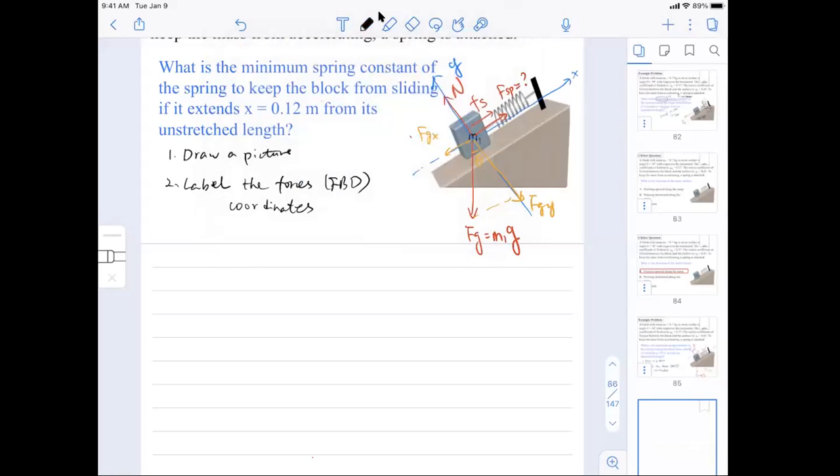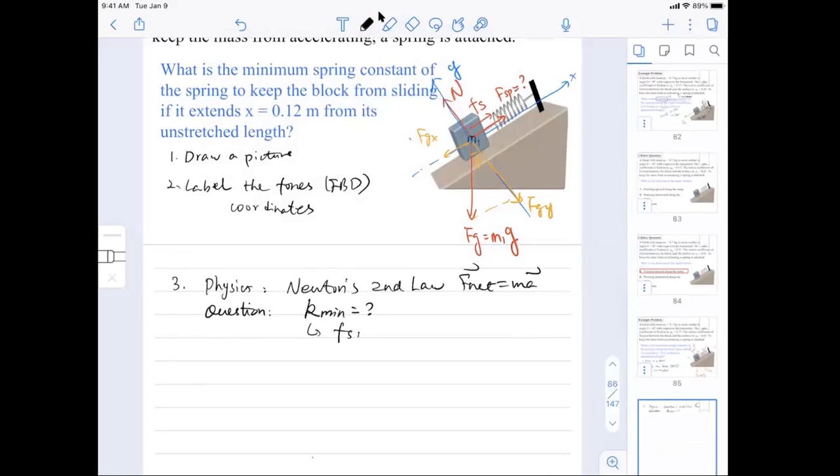Now the third part is to think about what physics I'm going to use to solve the question. The physics is Newton's second law. And the question I'm trying to solve is what is the minimum spring constant so that the block is at rest, which implies static friction is now at the maximum, which is mu sub s times normal force. So these are implied. Okay, now we're ready to solve it together.